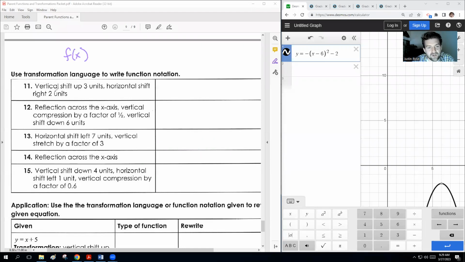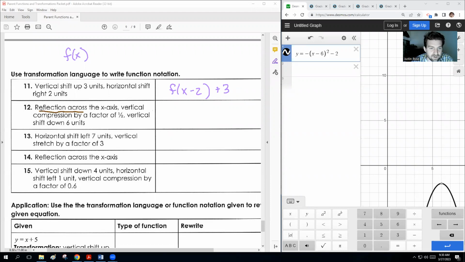Okay, so if we want to shift it vertically up 3, we would add 3 on the outside. But then if we also want to do a horizontal shift of 2, we would subtract 2 on the inside. Pause the video at any time you want to practice these on your own.